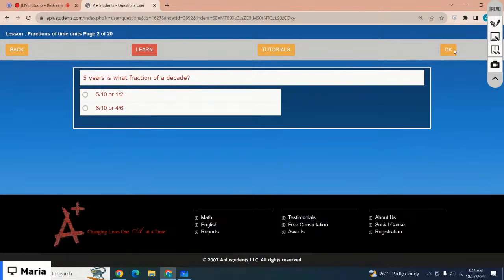5 years is what fraction of a decade? Which is the correct option? The correct option is: in a decade you have 10 years, right? So that would be 5 over 10 or 1 over 2. Very good.